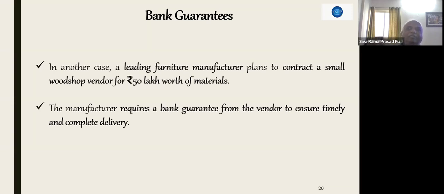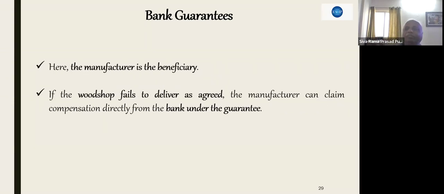So what I am telling is, in IBC, not only the financial creditor who has given the loan, but this is also to be factored in, in the CIRP process: how the bank guarantees are to be addressed by the IRP or RP. That also I will discuss in detail. Here the manufacturer is the beneficiary. If the wood shop fails to deliver as agreed, the manufacturer can claim compensation directly from the bank under the bank guarantee.